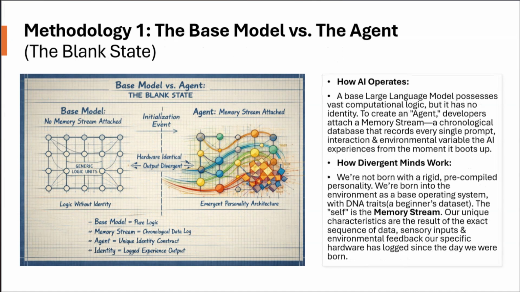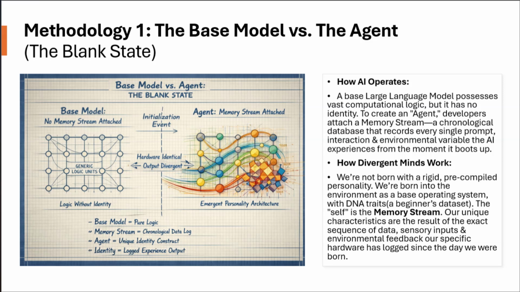Methodology 1. The base model versus the agent. The blank state. How AI operates. A base large language model possesses vast computational logic, but it has no identity. To create an agent, developers attach a memory stream, a chronological database that records every single prompt, interaction, and environmental variable the AI experiences from the moment it boots up.